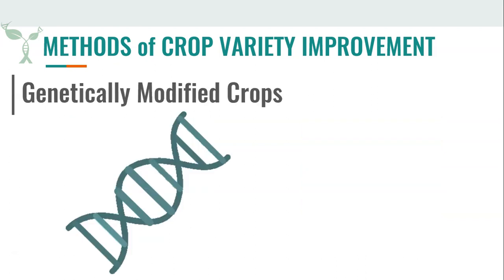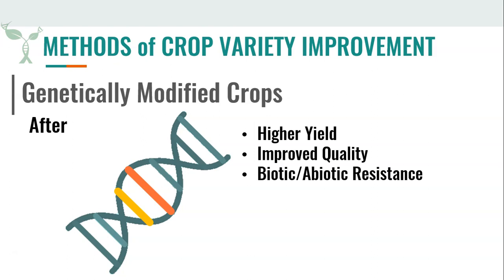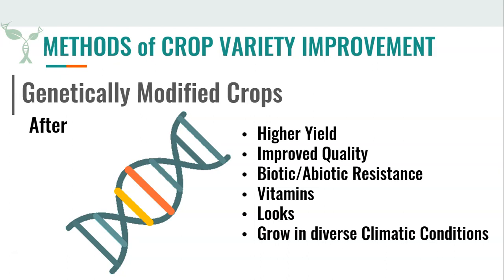Now let's talk about GM or genetically modified crops. So hence the name, genetically modified crops means to modify or change the genes of the crop so that they will have the desirable traits that we need. Before the genetic modification, it will look like this. But then what they do is that they remove some strands of the genes and they add some new genes. And these genes will have desirable traits such as higher yields, improved quality, biotic and abiotic resistance, vitamins, looks, and they can grow in different climatic conditions.